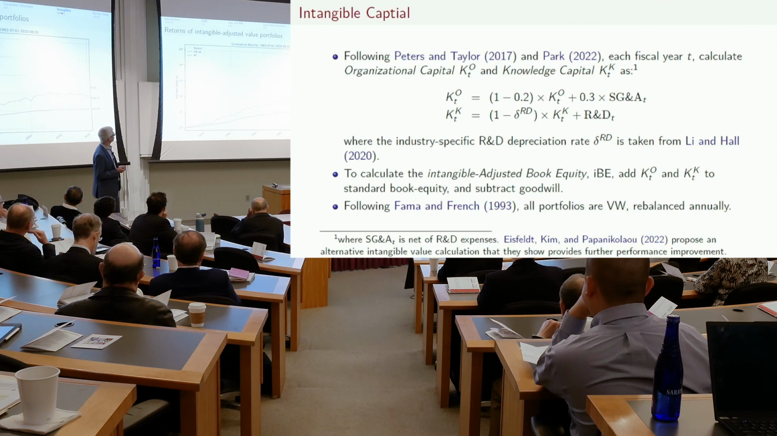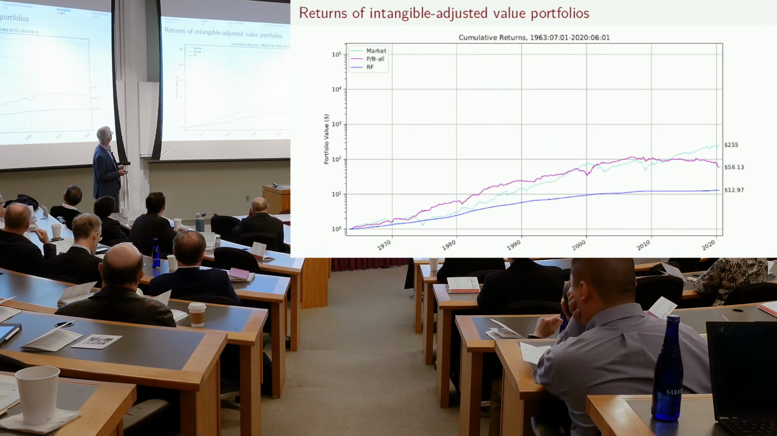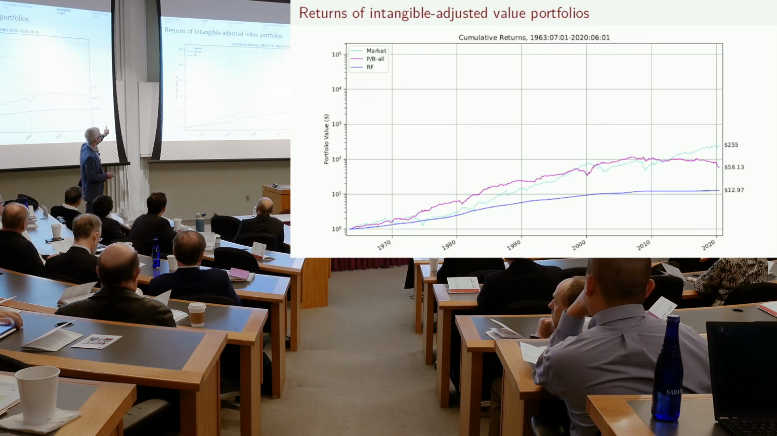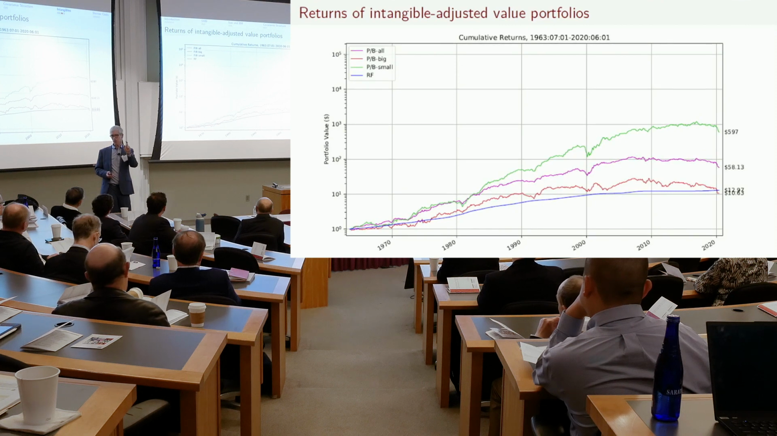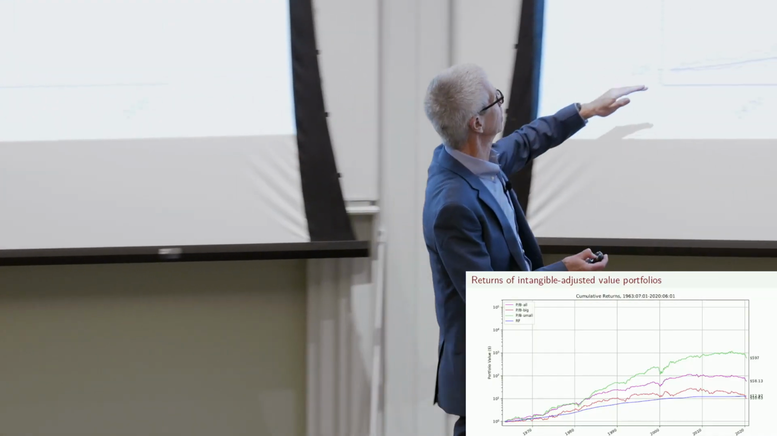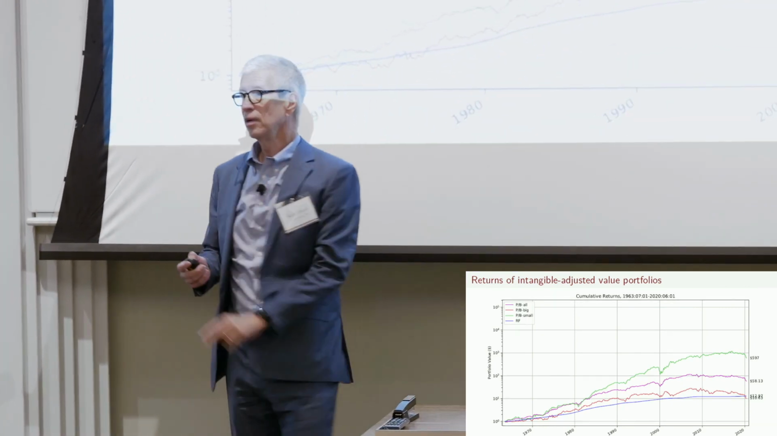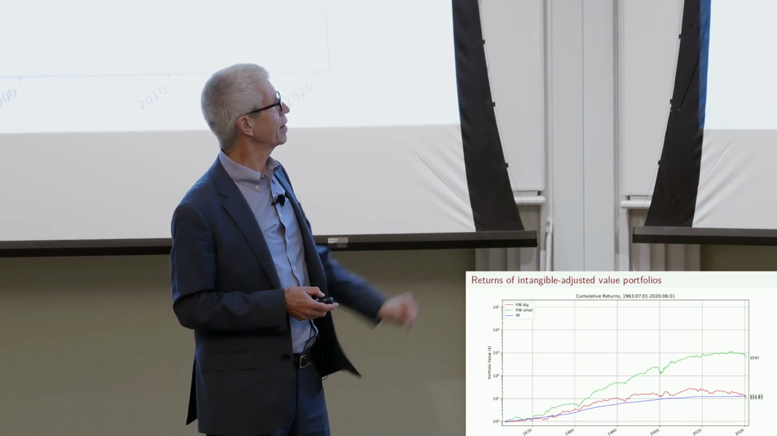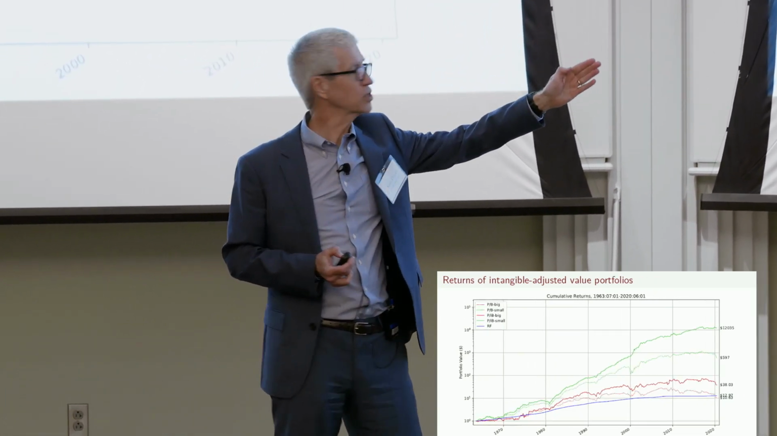I'm going to use some plots to illustrate this. Here the risk-free asset is the blue line. The blue and magenta lines are the market. This is the standard book-to-market factor, HML. Here I've broken that up, without the intangible adjustment yet, into large cap and small cap book-to-market portfolios, as I did earlier. Now I'm going to adjust those for intangibles.